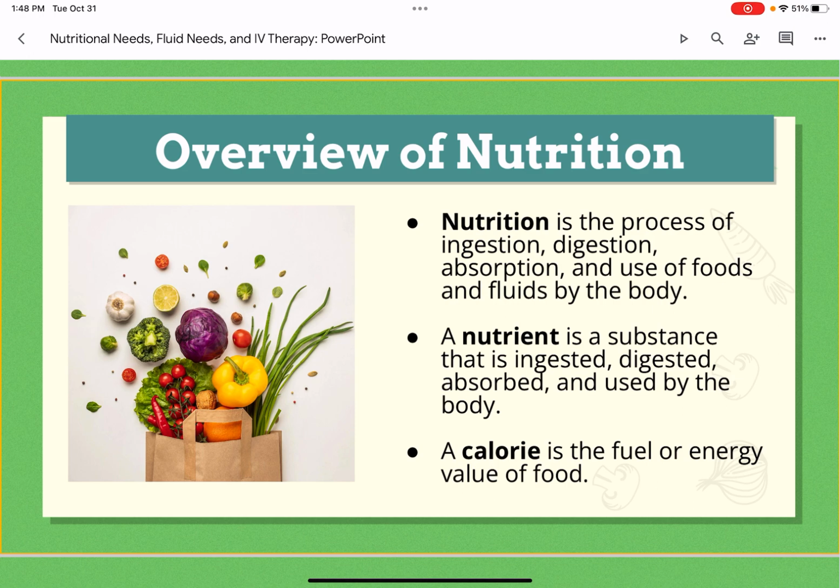1 gram of fat is 9 calories. 1 gram of protein is 4 calories. 1 gram of carbohydrate is 4 calories. A calorie is the fuel or energy value of food. A well-balanced diet and correct calorie intake are needed for growth, healing, and body function.